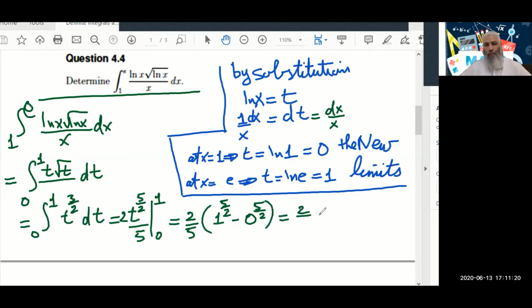So this is 2 over 5, multiply 1, which is 2 over 5. This is the solution. Okay? Yes, okay.